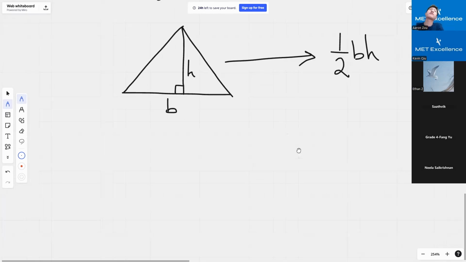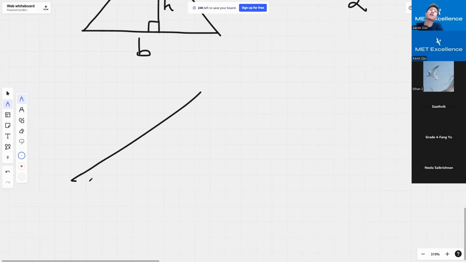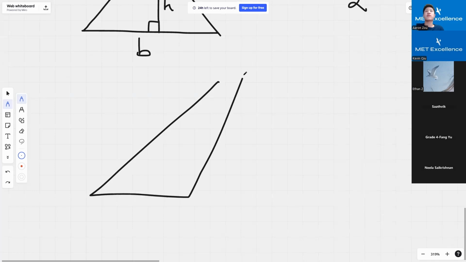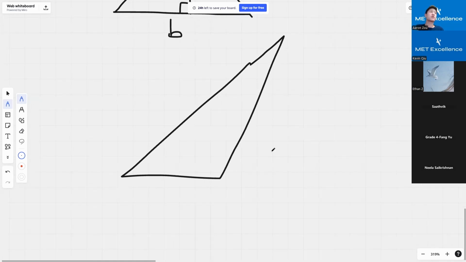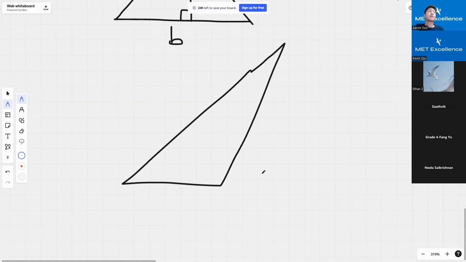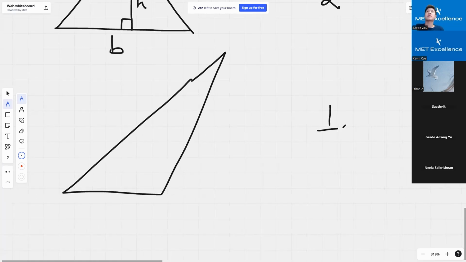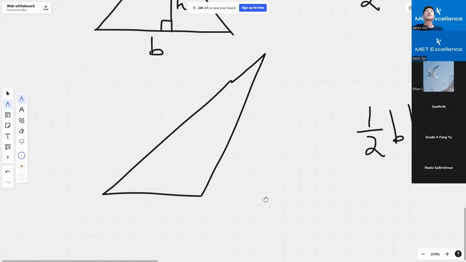And I can even do this for triangles that look a little weird. So let's say I have this very obtuse triangle, and we'll get to obtuse angles later, but we have this very basic wide triangle. So I can still do 1/2 base times height for any side. I can still choose any side to be the base.